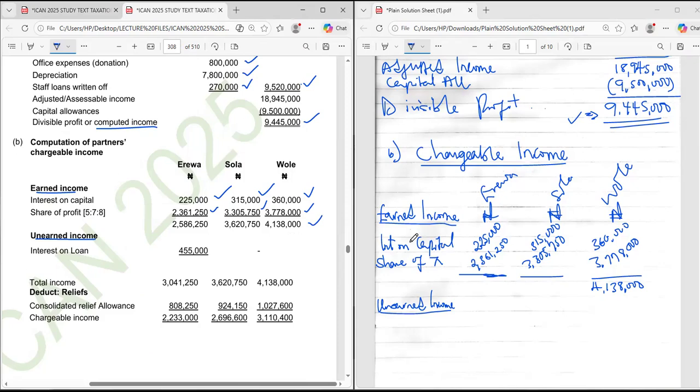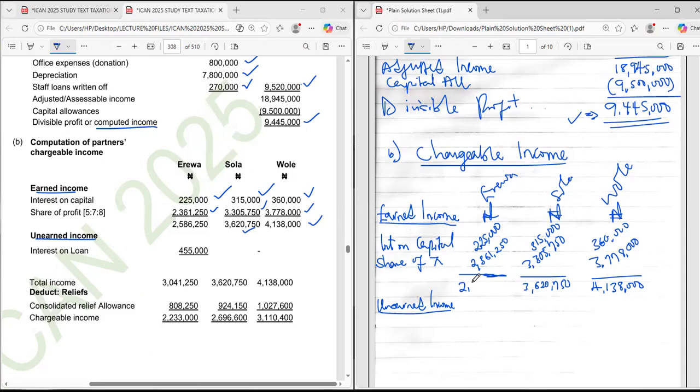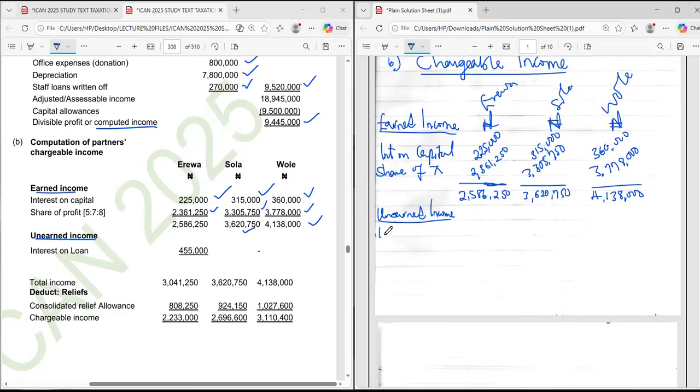For Shola, 3,620,000. 700. I'm still 750. Can't be 700. It's 5. That's why I like cross-checking. Yes, 750. So let's do for everyone. $2 million 586,250. All right. So the only on-end income we have here is interest on loan.